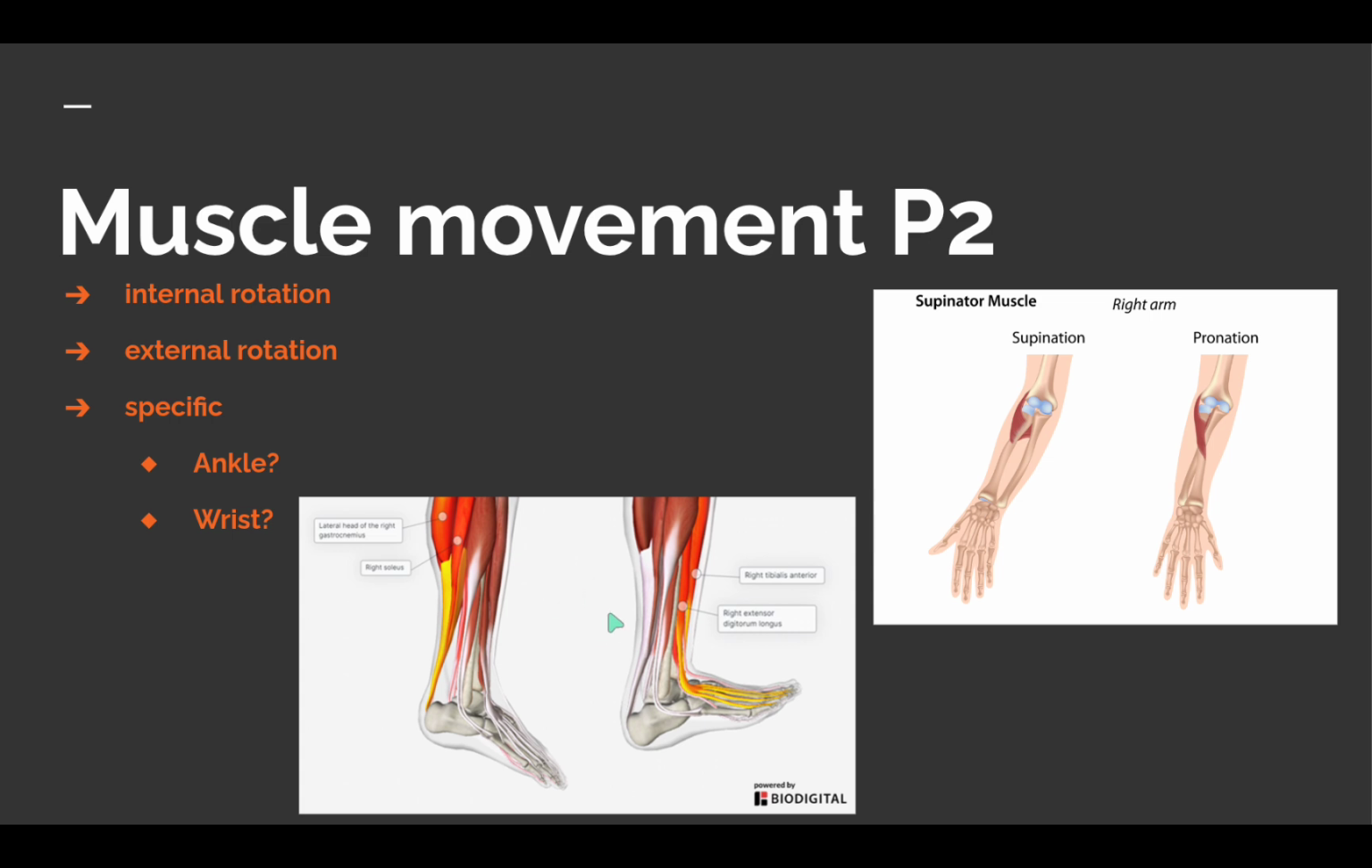We also have two other movements known as inversion and eversion, where our sole moves inward in inversion and outward in eversion. In inversion, some muscles involved are the tibialis posterior and anterior. In eversion, the muscles involved are the fibularis longus and brevis.